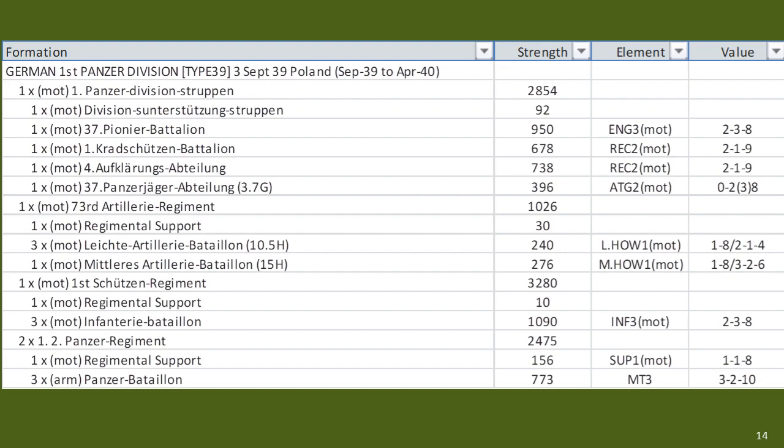Surprisingly, the Panzer regiment's strength is less than that of the infantry, which was mainly due to the use of Panzer I and II tanks. These vehicles were not what I would call powerful vehicles, even by the standard of the period.